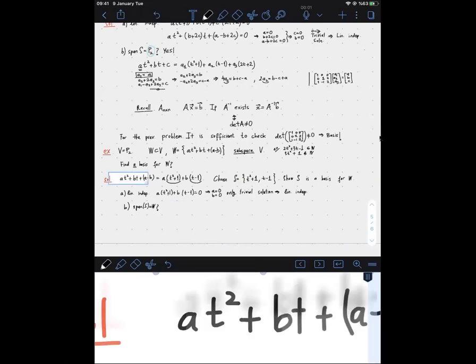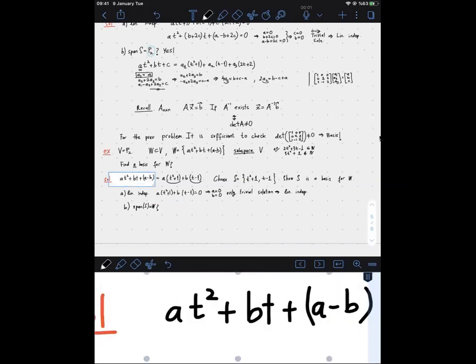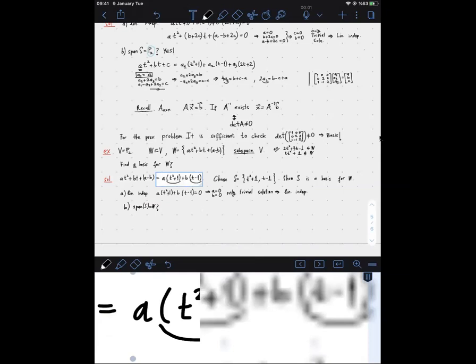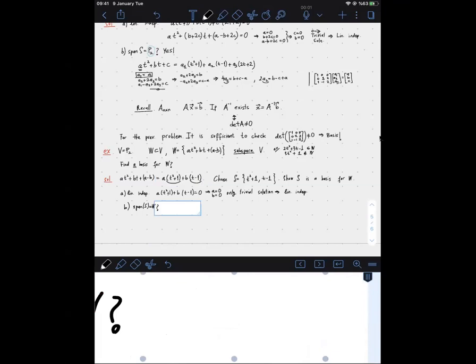So any vector in W, which must be of this form, can be written as a combination of t squared plus 1 and t minus 1. We already did this one. So this is true. Okay. So yes, S is a basis. We found the solution. Good. Yes, Nesrin, you're right. So this is a basis, and that's it.